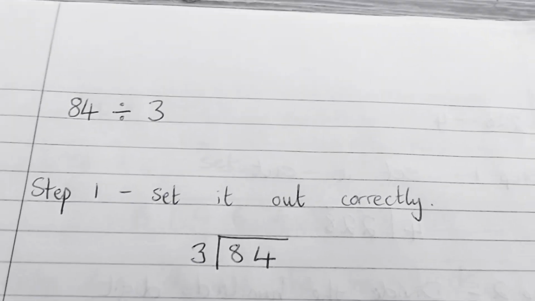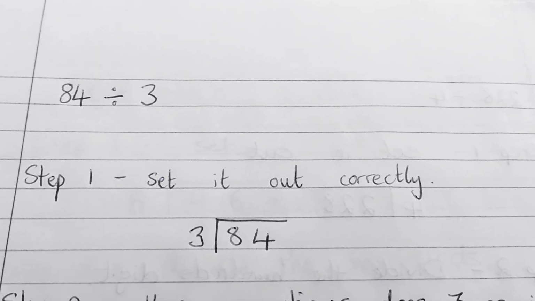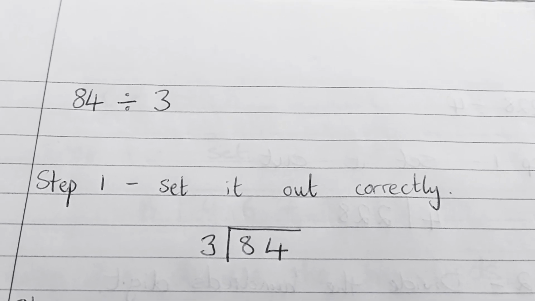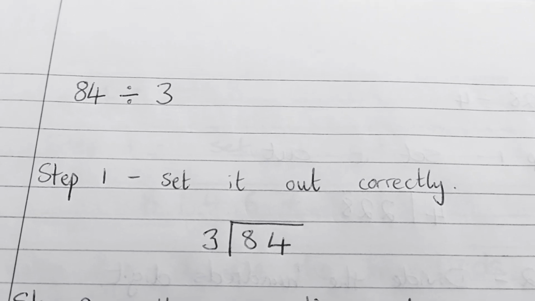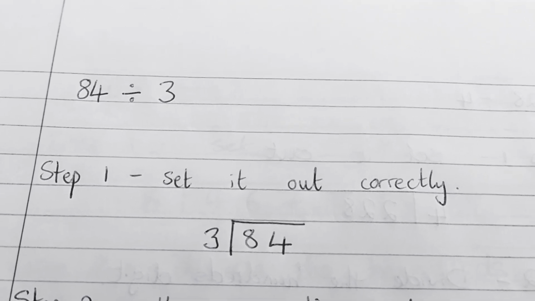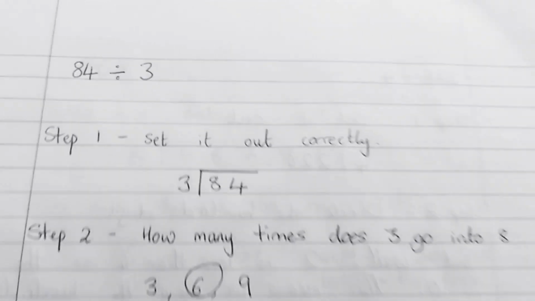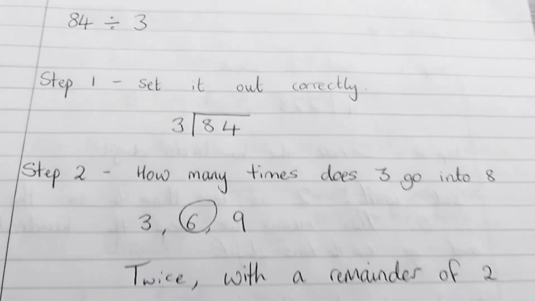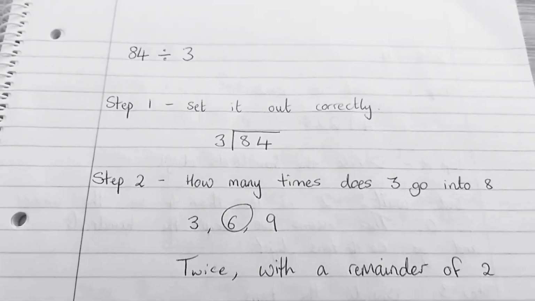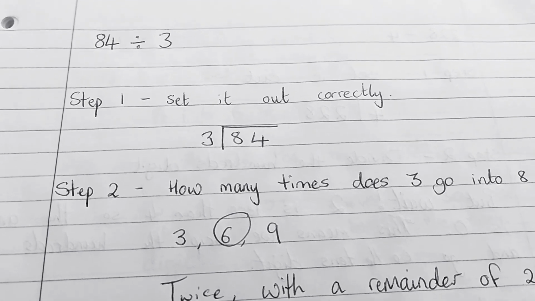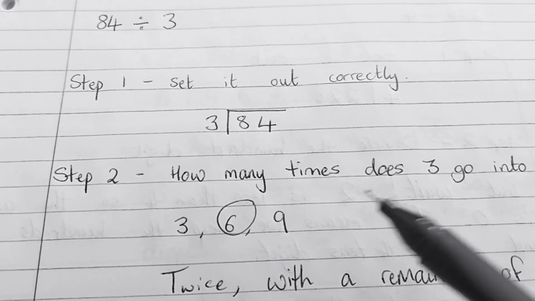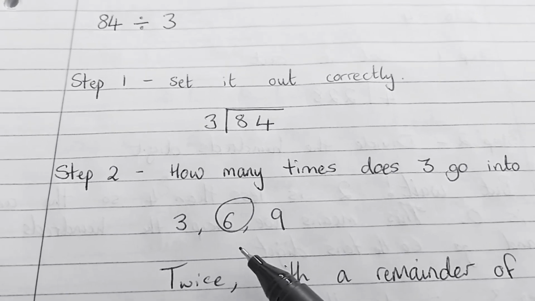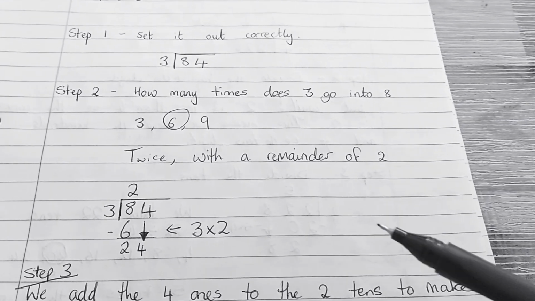Right, step 1, make sure you say it out correctly. So you've got the 84 that you're dividing, goes inside what we call the bus stop, and then 3 is the divisor that goes on the outside. So you're doing 84 divided by 3, and it looks like that. Okay, so how many times does 3 go into 8? Because you're going to do the tens digit first. So we do the 3 times table. We've got 3, 6, 9. Well, 9 is bigger than 8, so we go back 1 to 6. So that means there are 2 3s in 8. And we've got a remainder of 2.